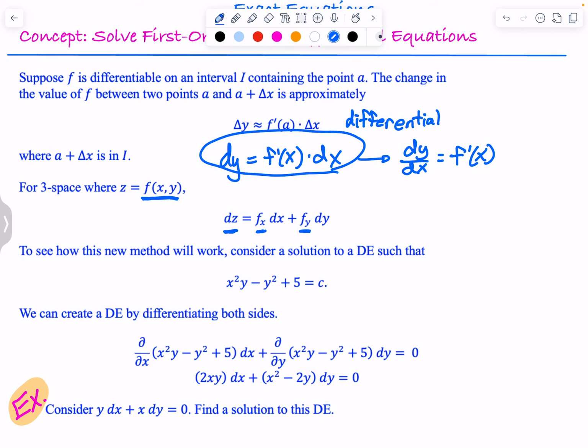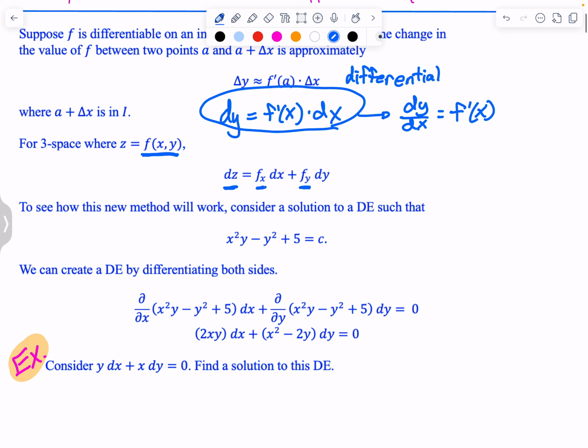Okay, to see how this new method works, consider a solution to a DE. Let's say this is some function, the answer that we got in the end. We can create a differential equation from that by just differentiating both sides. Take the derivative with respect to x, dx, and with respect to y, dy.